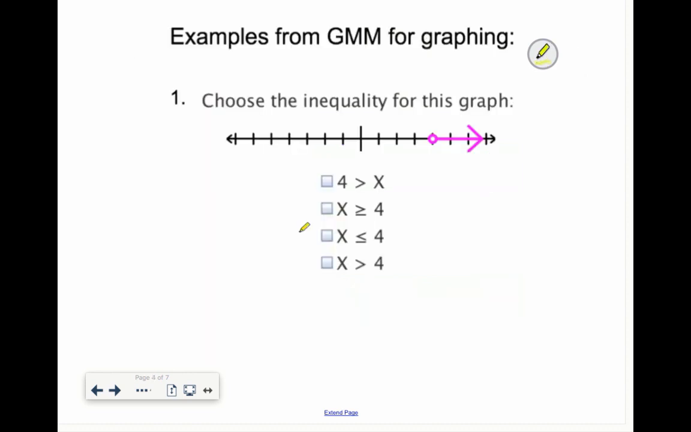In example 1, it says choose the inequality for the graph. Let's count. This is 0, 1, 2, 3. This is a 4. So we know our answer is going to involve 4. It's an open circle, so that means it's not an equal sign. And it's numbers that are bigger than 4 going in that direction, 5 and 6. So we would say x is bigger than 4. No equal sign because it's not closed in. So which of those does it match? It matches this one. So this is our answer.